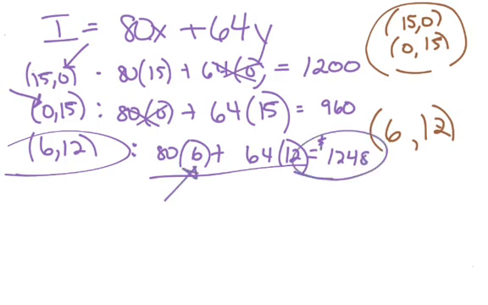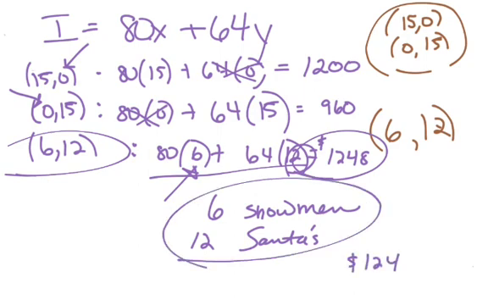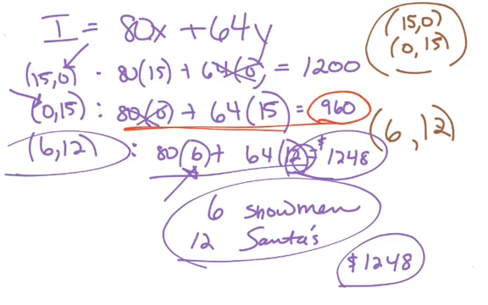So what does that tell me? That means I want to make 6, what were these? Snowmen. And I want to make 12 Santas to maximize my income or my profit. And I made $1,248. My worst scenario, if for some reason they would ask you the minimum, I would do the exact same thing, but I would pick this guy because he's the smallest, okay?